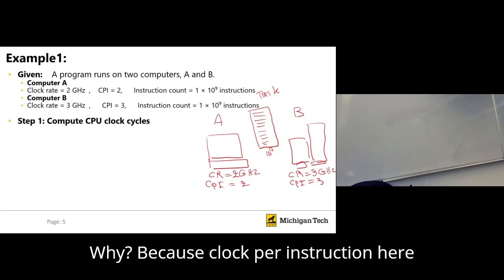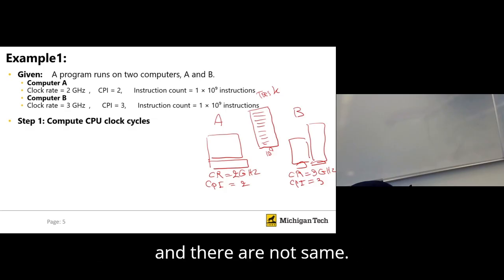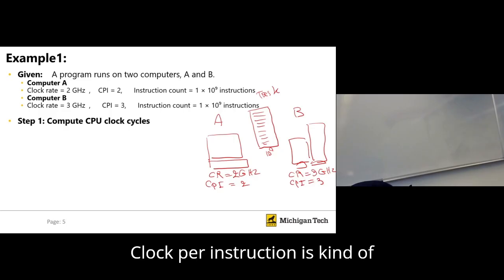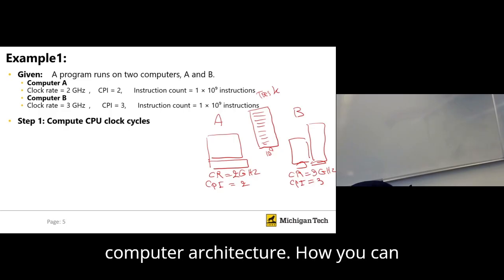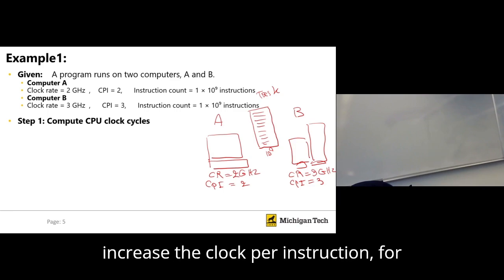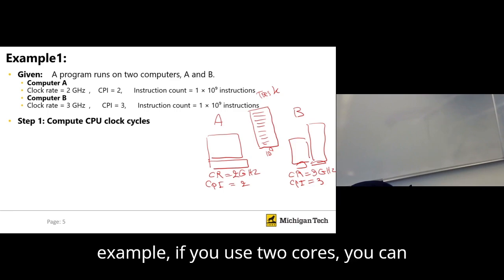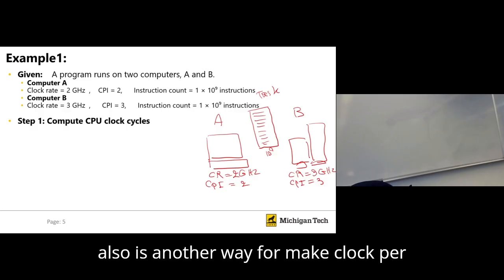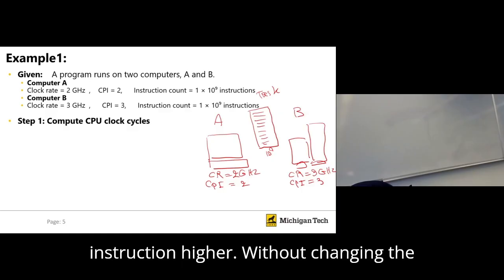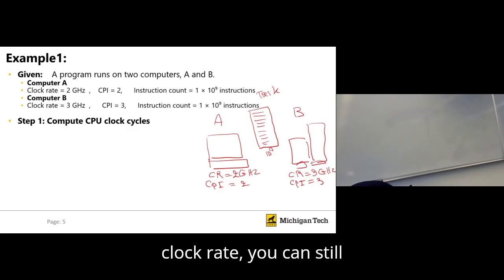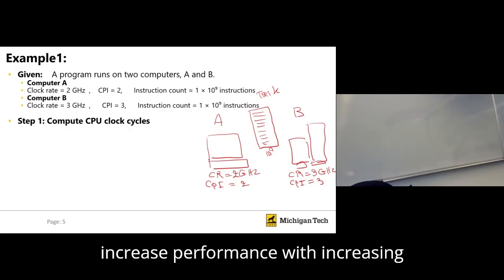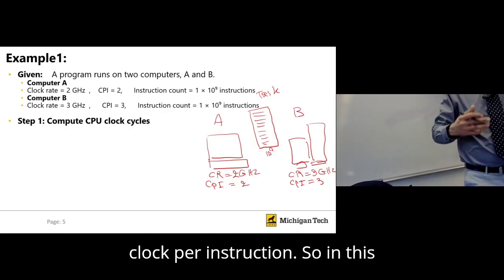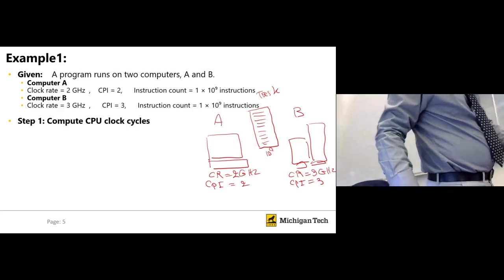They might be different. Why? Because clock per instruction here and there are not the same. Clock per instruction is a matter of computer architecture. How can you increase the clock per instruction? For example, if you use 2 cores, you can increase it. Or if you use pipelining, that is another way to make clock per instruction higher. Without changing the clock rate, you can still increase performance. So in this example, we can see that. Okay.